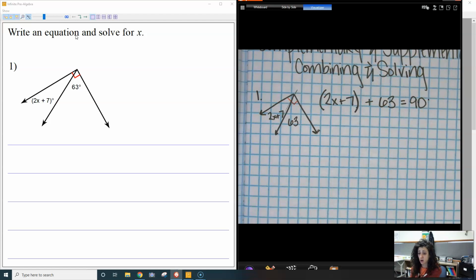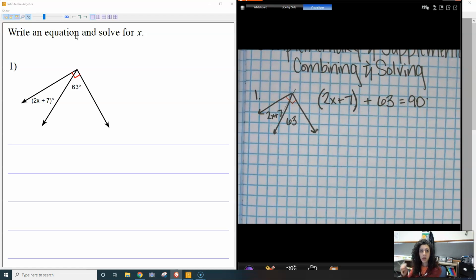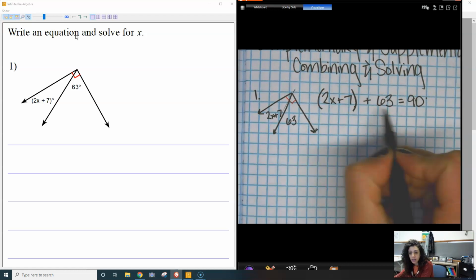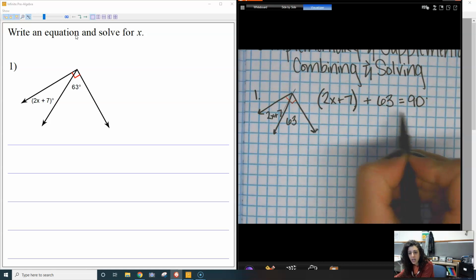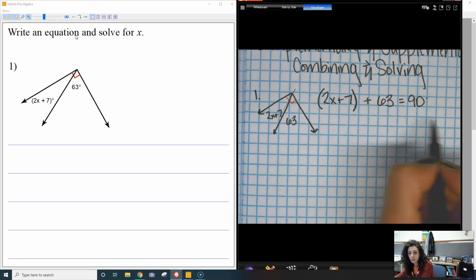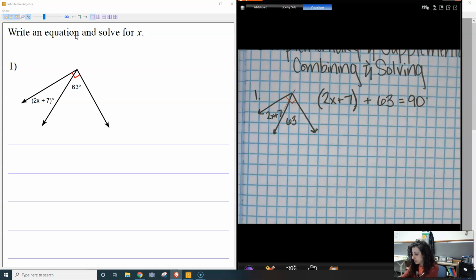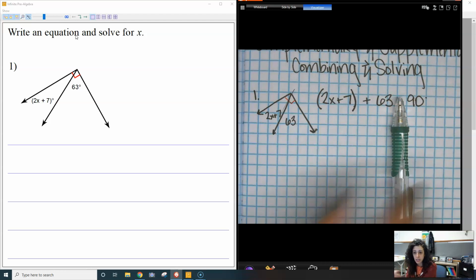Now the parentheses aren't a part of the problem. I just sometimes like to write it so I can see this is one angle, this is the other. So this is the first angle and this one is the second angle, and two angles added together make 90. When we talk about combining like terms, we're talking about things on the same side of the equal sign. So there's the equal sign.